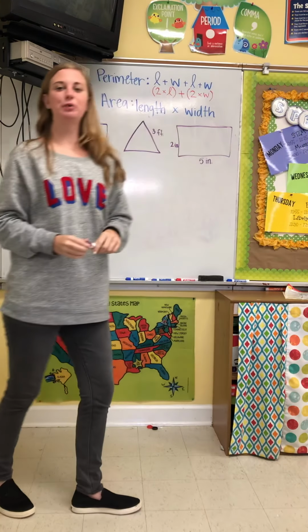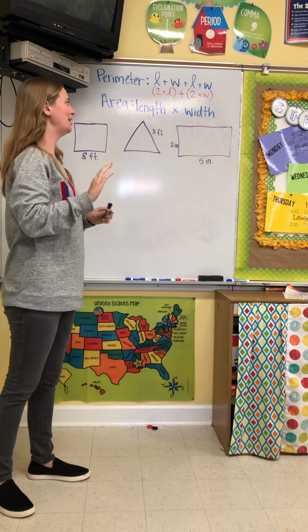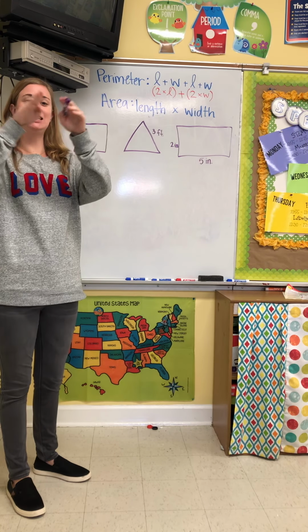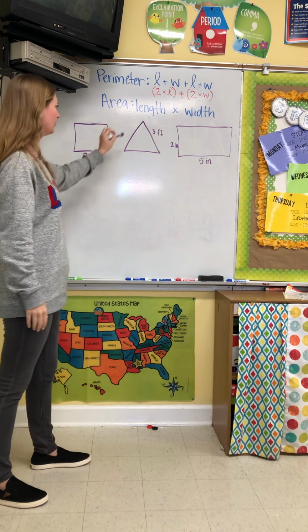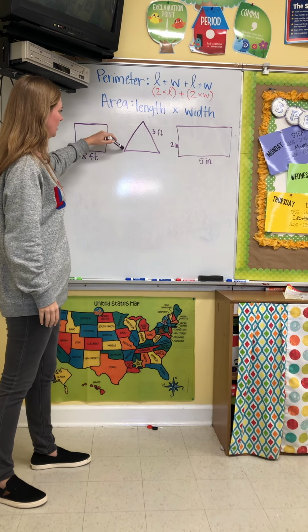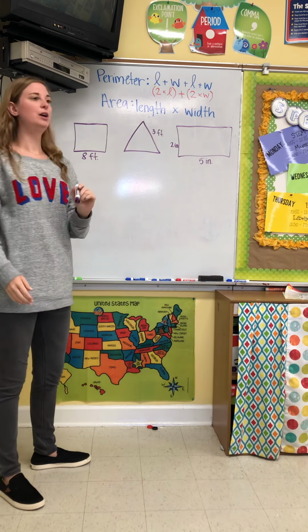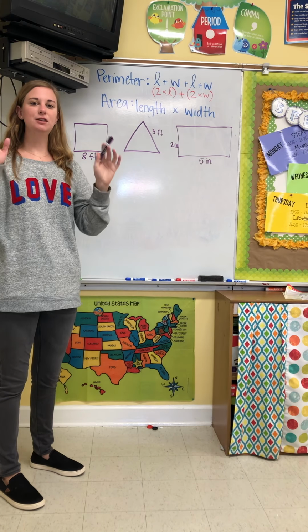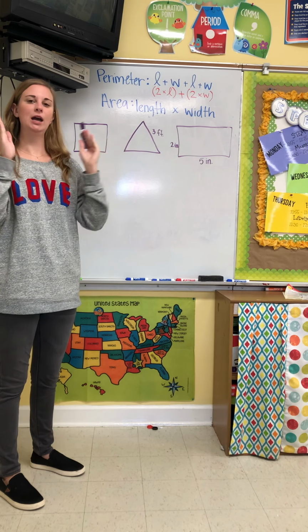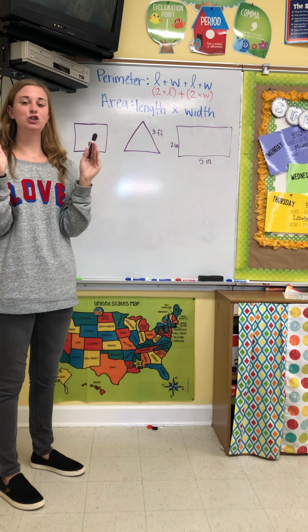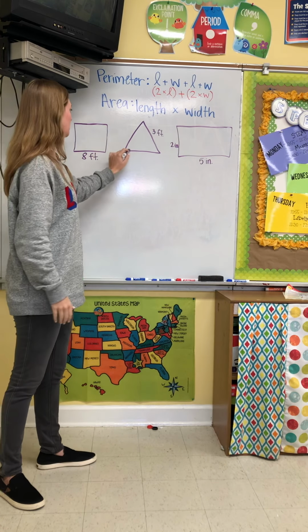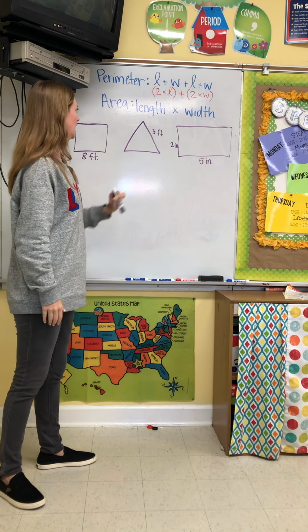So today we're going to talk about perimeter and area. Perimeter is basically the distance around a shape or a figure. Think about your backyard: if you have a fence, the fence is acting like the perimeter because it's showing where your backyard starts and where it ends. So that would be the perimeter. It's just around the shape.